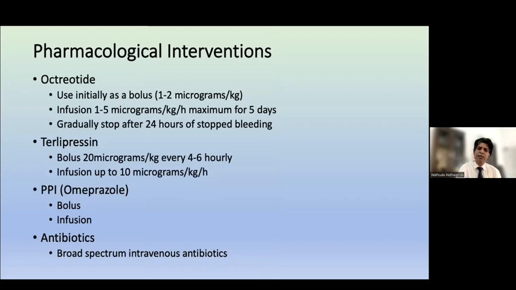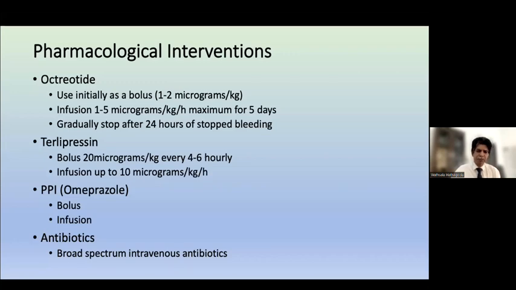The pharmacological interventions are, as I said, octreotide, initially used as a bolus of 1 to 2 micrograms per kilogram, followed by an infusion, maximum for 5 days. You don't have to go for 5 days; most of the time within 48 hours you get it controlled, right? Then gradually stop it, don't stop abruptly: cut down 50% during the next 12 hours, and then the next 50% during the next 12 hours.